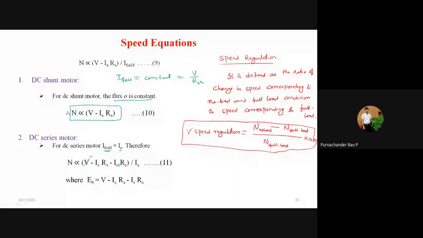Okay, so the speed regulation is obtained under loaded conditions for a machine. So how the speed is varying from no load condition to the full load condition, we have to check it out.